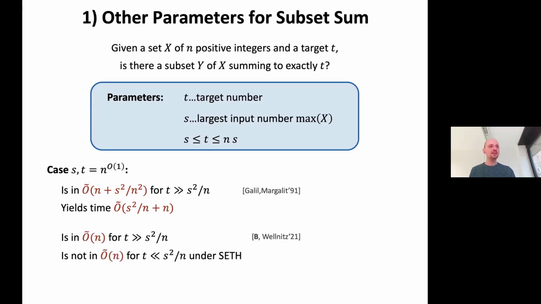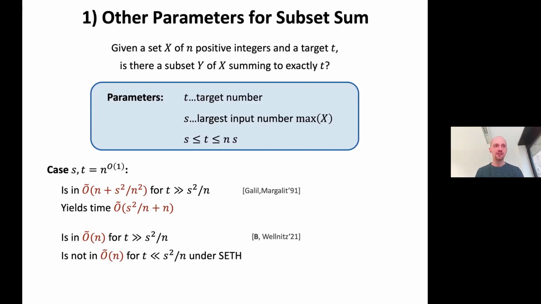Now what we recently did is to refine this approach and show that you can actually improve the running time from n plus s squared over n. You can improve it all the way down to just near linear in n with the same condition that t is at least s squared over n. And we also showed that you cannot solve it in linear time in n. So there's a superlinear lower bound when t is much less than s squared over n.